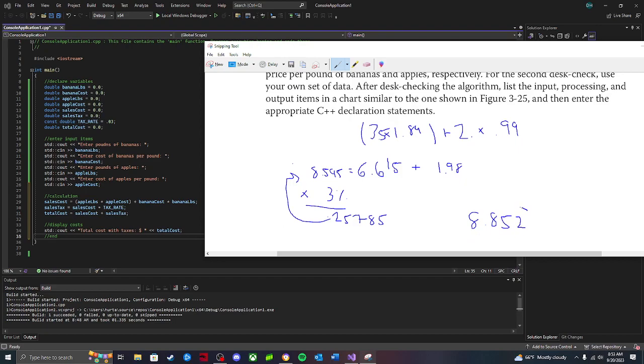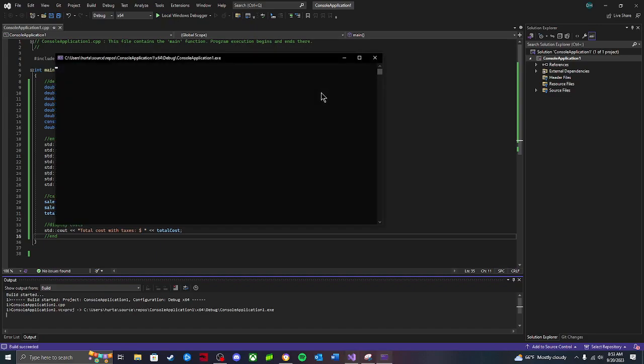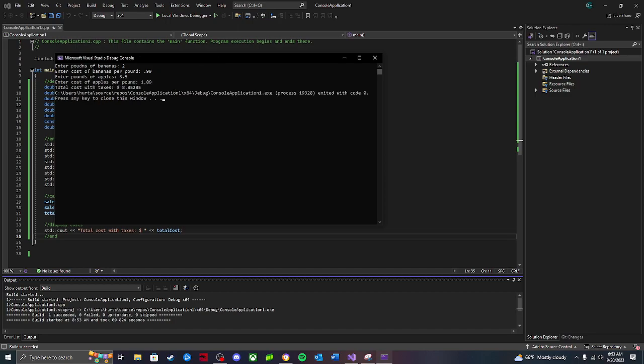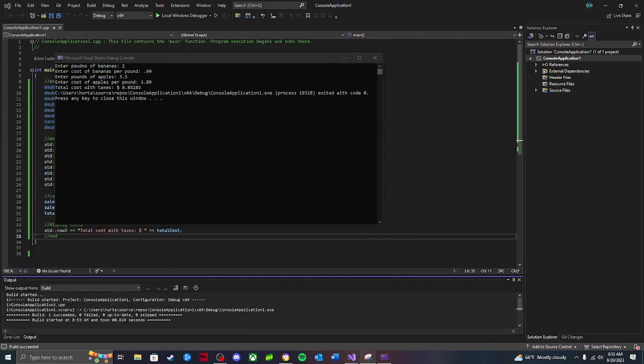So we should be getting something like this when we run this in our program here. So we'll go ahead and hit this guy at the top. In our pounds of bananas, we said we were buying 2 pounds of bananas at 99 cents. We were buying 3.5 pounds of apples at $1.89. And there we go. So we see 885.2585, and we said that right here. That's pretty much how you do chapter 3, exercise 4.